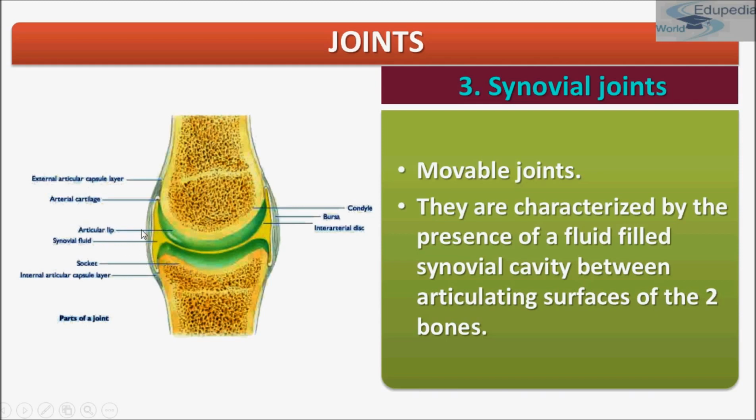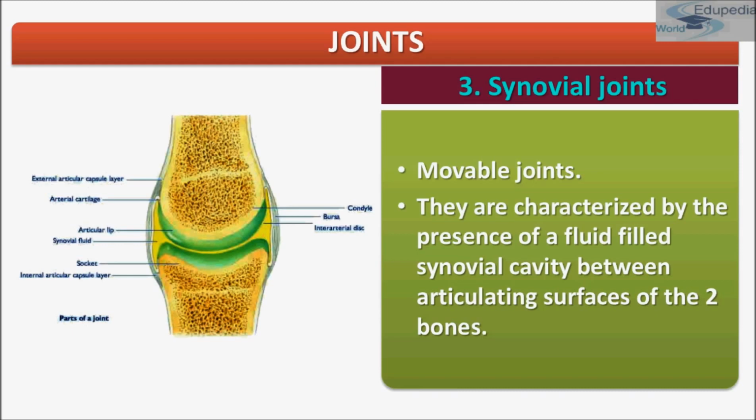So synovial joints are by far the most common classification of joint within the human body, and they are highly movable and all have a synovial capsule that surrounds the entire joint. A synovial membrane is also there which secretes synovial fluid. This is synovial fluid, light green in color. Okay, this synovial fluid is a lubricating fluid.